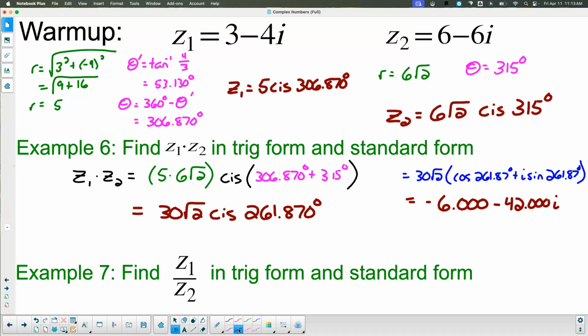Now, if we would have done this exactly, kept it on our calculators and all that stuff, I rounded, okay? I'll admit that I rounded. If we would have done this exact, leaving this rounded angle from way back up there, we would have gotten negative 6 minus 42i. It would have come out exact there.